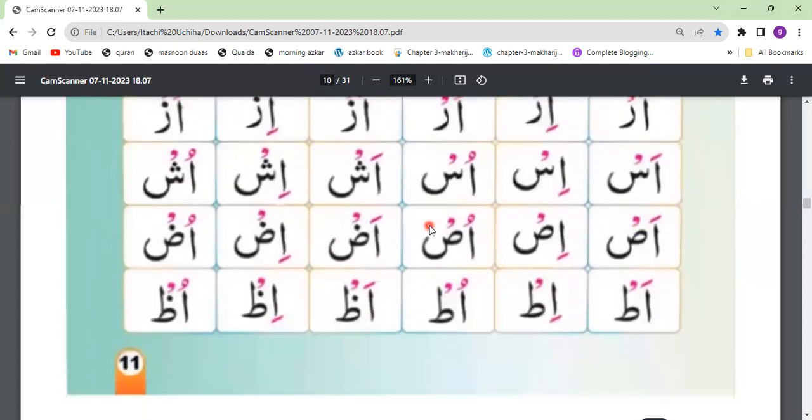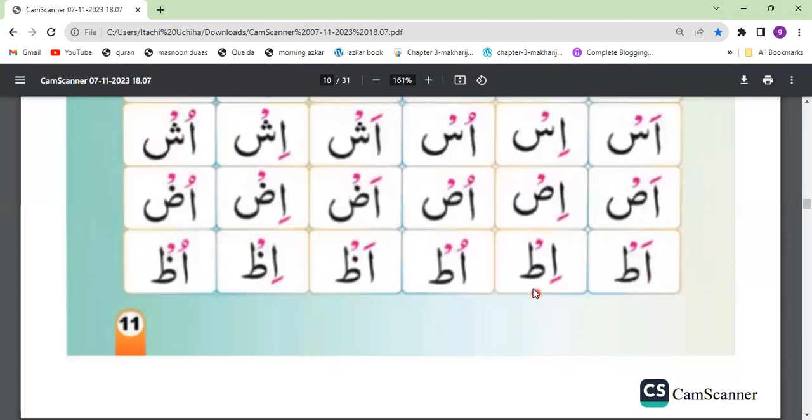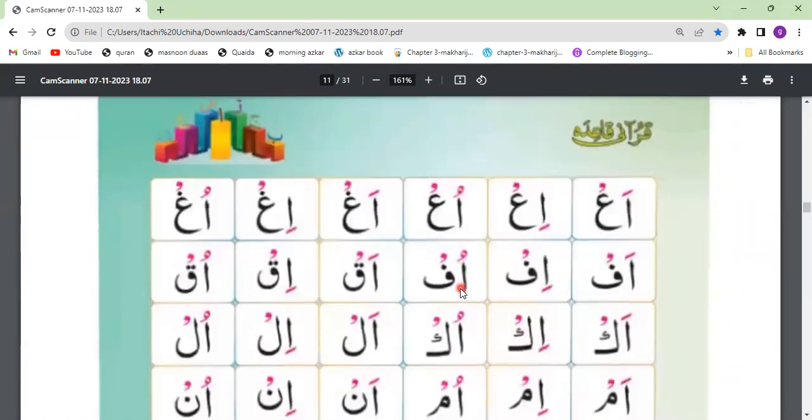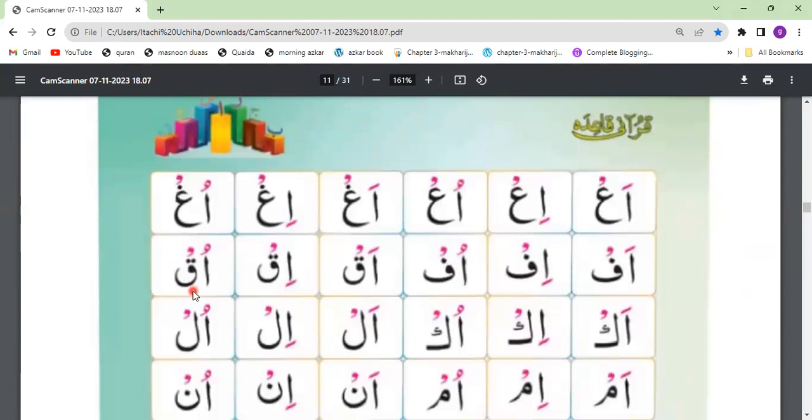We have 2 more. This one. Atto, eto, otto. And then we have qaf. To remember, it is the qaf with the 2 dots. It's not the one that is with the K sound or the lighter kaf. Okay? Akko, ikko, okko. Just like that. So over here, our pronunciations are completed for the qalqala sounds.